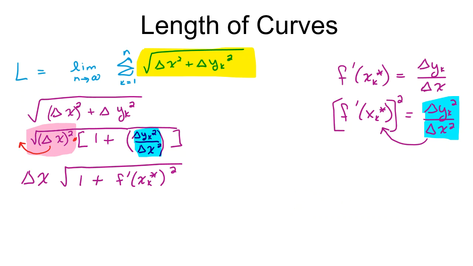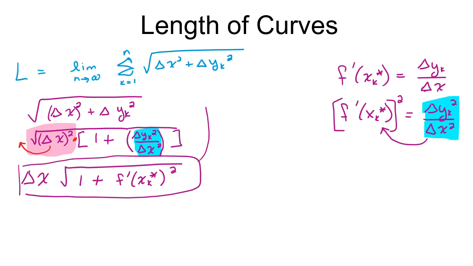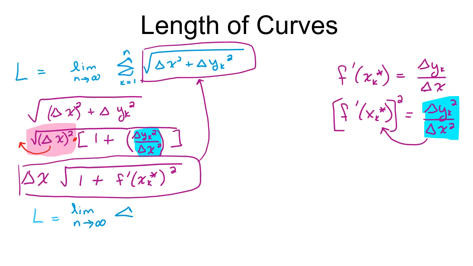All right, hey, we're almost done. It's pretty exciting. Let's go back to our limit and plug in what we've got. All this stuff we did right here, we can plug in for all this stuff. That's what we manipulated. So what do we got now? We got L is equal to the limit as n approaches infinity of the sum from k equals 1 to n of the square root of 1 plus f prime of x sub k star squared, with the delta x moved to the end, delta x.